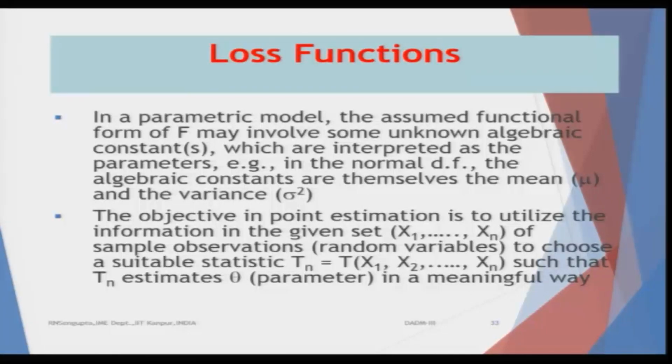So, sample observations and random variables are chosen to find out a suitable statistic. This statistic is a function, as I mentioned, of x1 to xn, and this n symbol is utilized to denote the number of observations you are going to take, such that the statistic Tn estimates theta, the parameter value, in a very meaningful way. Our main concern would be to be as close as possible to the estimate theta, such that we minimize the loss or minimize the prediction or forecasting error, whichever we are trying to do.